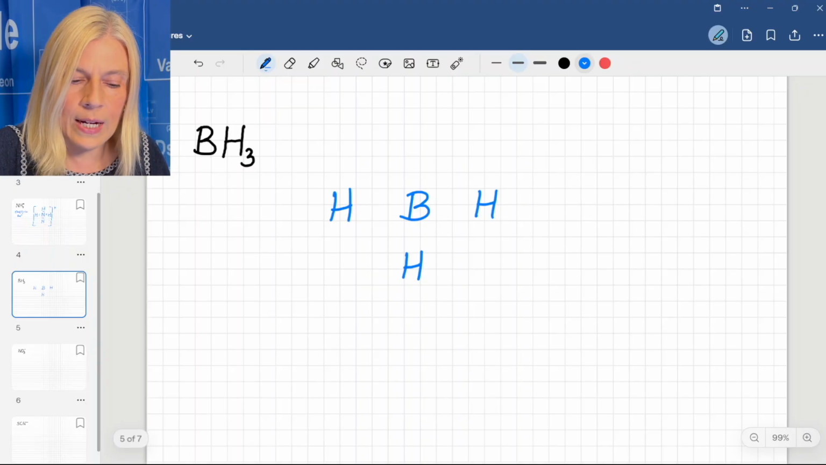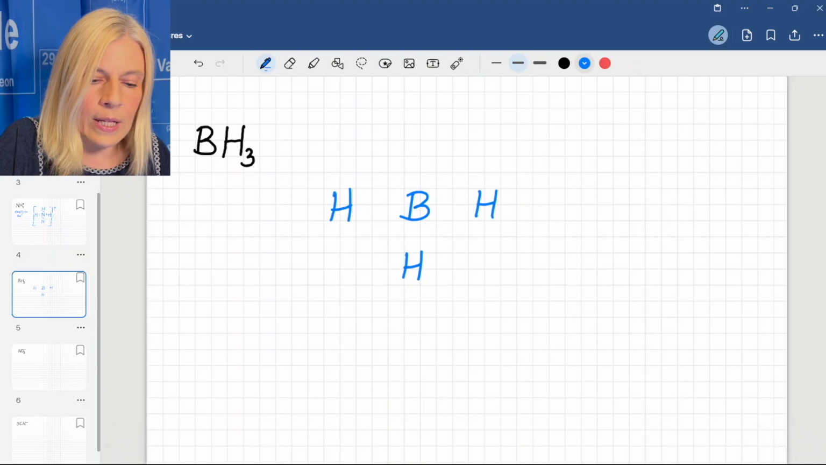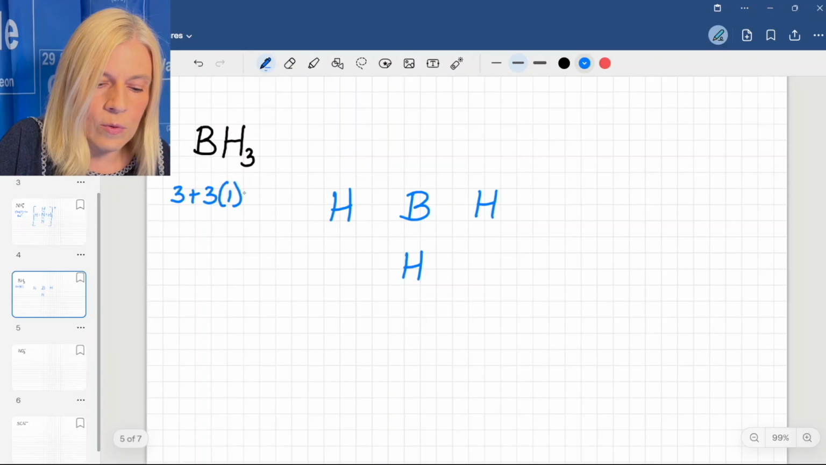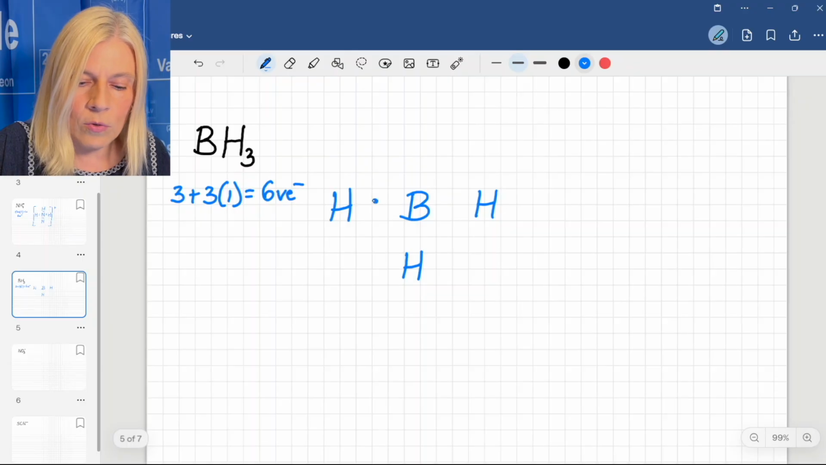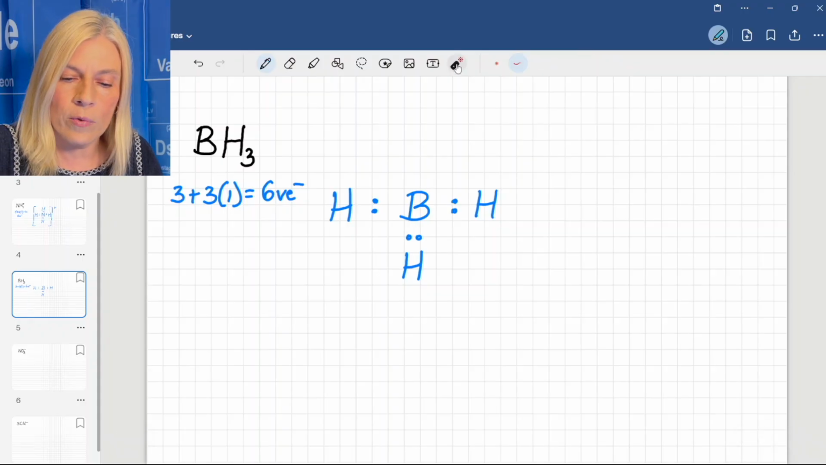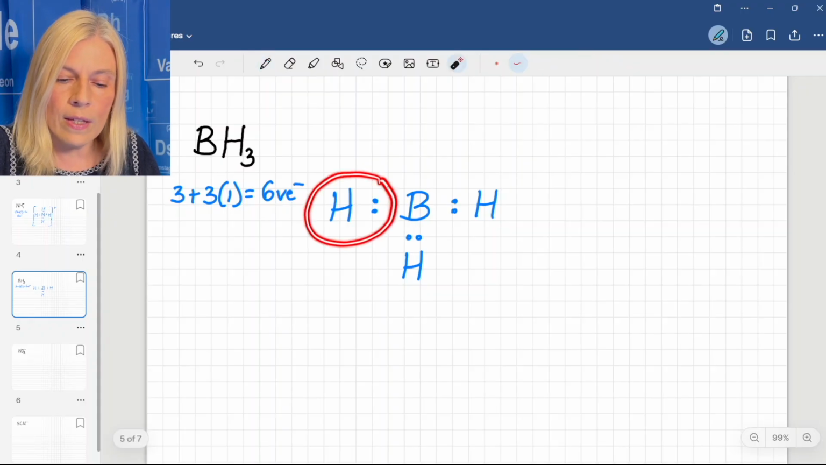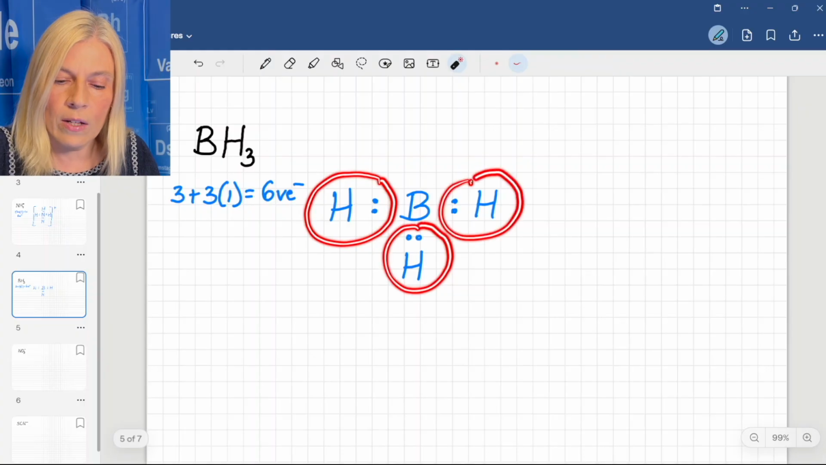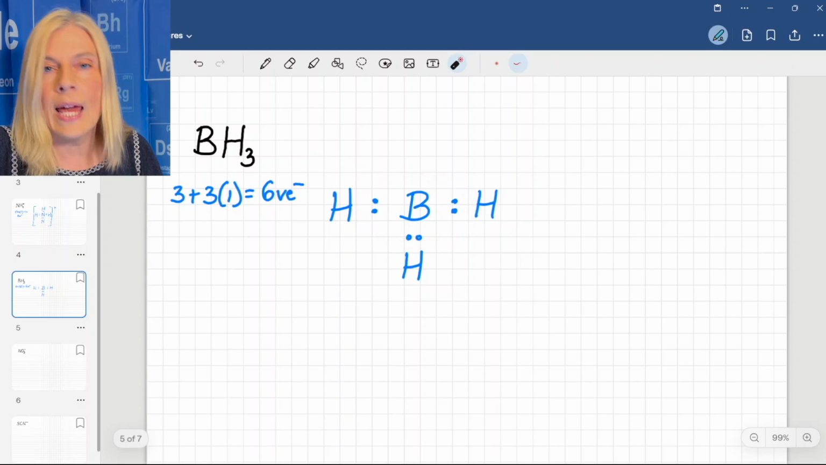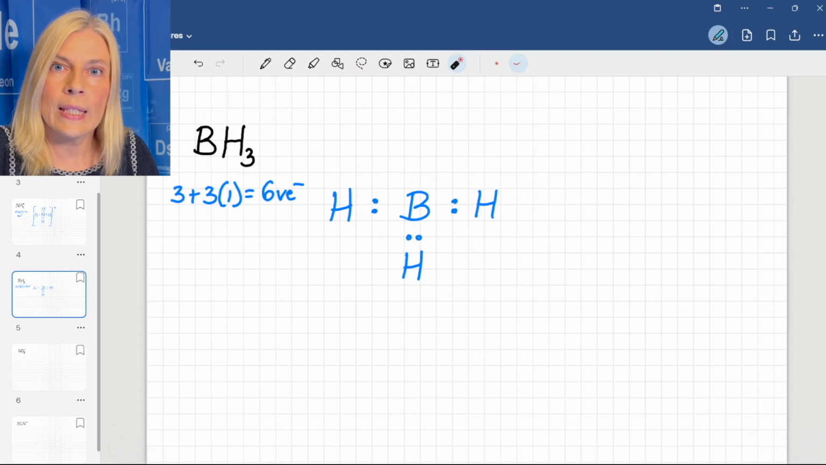We count our valence electrons, and boron comes with 3, plus 3 times hydrogens, each comes with 1. I have 6 valence electrons to work with, and I'm going to do 2 for each bond. Okay, I'm done. I used up all 6. I double check. Hydrogens have their octets filled. Remember, for hydrogen that means 2. That's great. And I look for boron, but boron has 6. Doesn't have an 8. Doesn't have an octet filled.